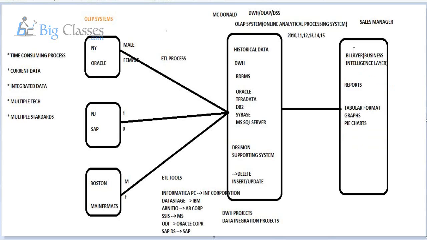In the BI layer, there are some BI tools like Cognos, SAP BO, MicroStrategy, and Hyperion. What they do is query the data. Querying is nothing but selecting the data from the OLAP system, and they represent the data in the form of reports.